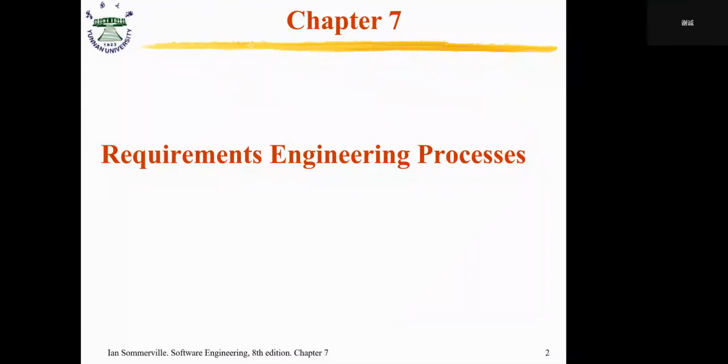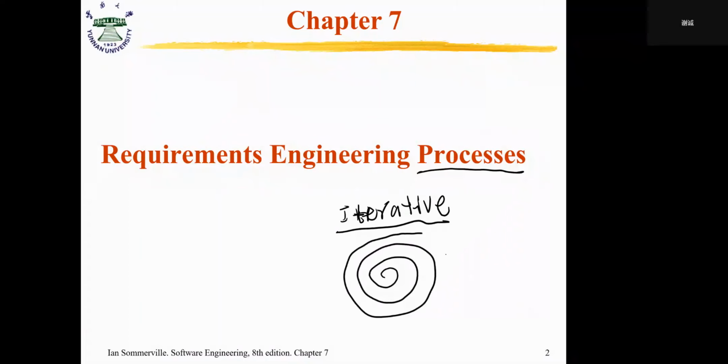Okay, everyone, let's continue. This chapter we are talking about how to do the requirement documentation. It is a process, right? Actually, this process is called iterative, as I said. It's like a spiral, like a circle. It's like this. Not a single line. It's iterative.